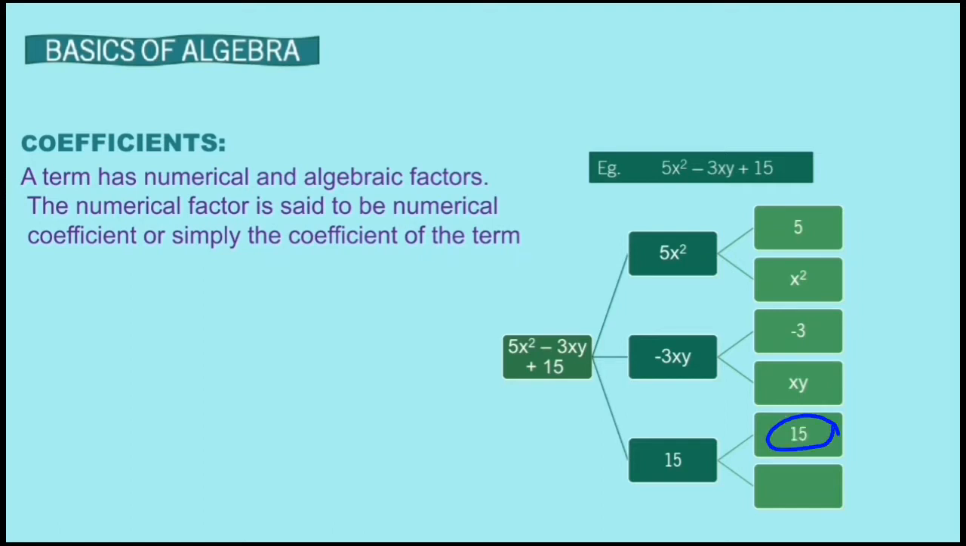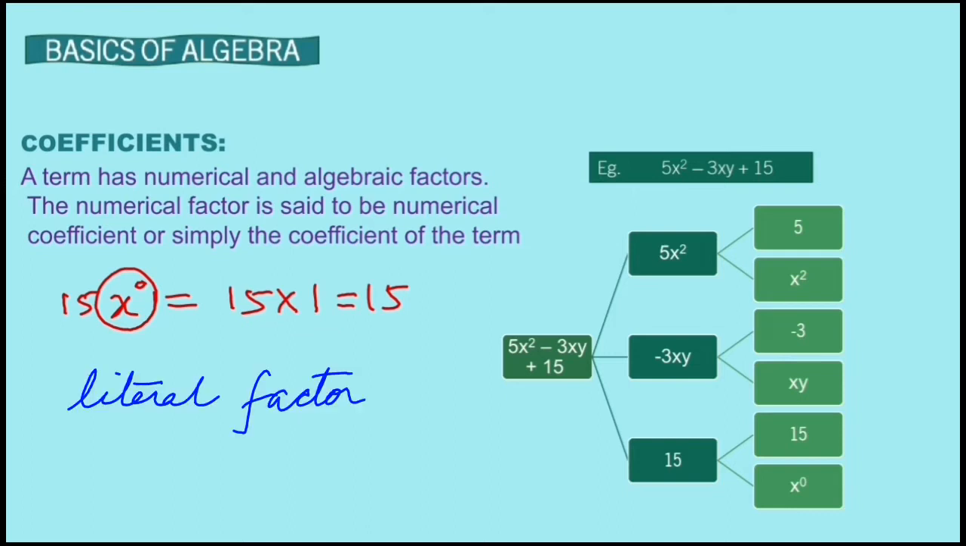What about the algebraic part? It will be x raised to power 0. 15x raised to power 0 is equal to 15 into 1 because of the law of exponent, and so it is equal to 15. So please remember this, that when there is no algebraic part in any term, it means it is x raised to power 0 or y raised to power 0 or z raised to power 0 depending on the variable which has been used in that expression. Note another thing, algebraic factor is sometimes also called literal factor.